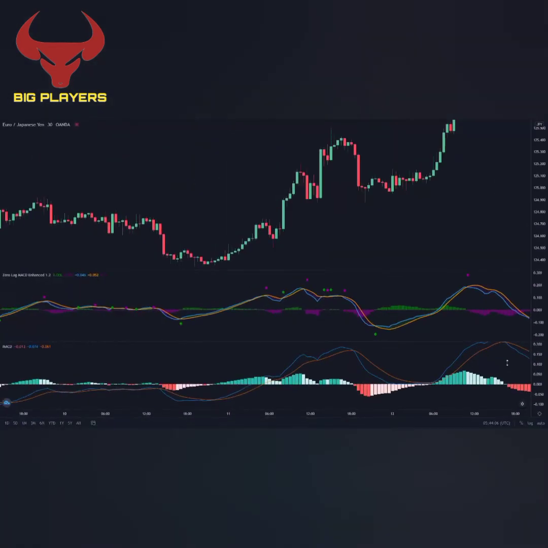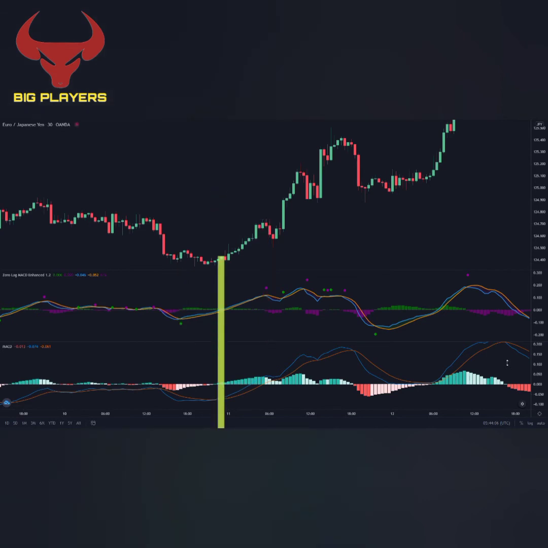However, because the zero lag MACD is so sensitive, it often backfires, like this trade. Notice that it gave much earlier entry signal than a normal MACD. However, it also gave an early exit signal because the indicator is so sensitive.